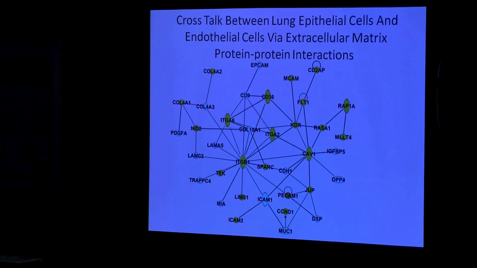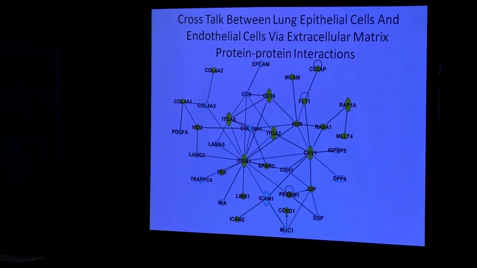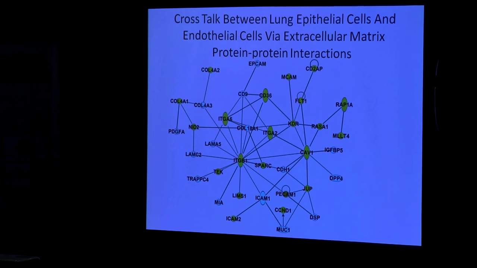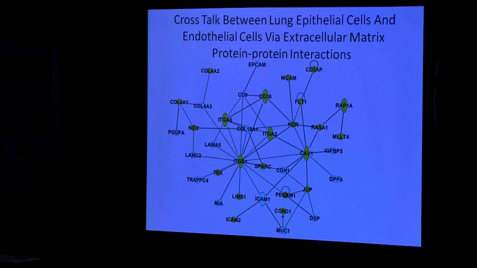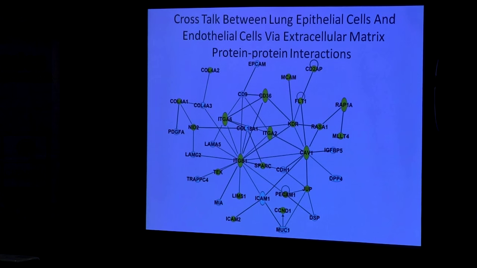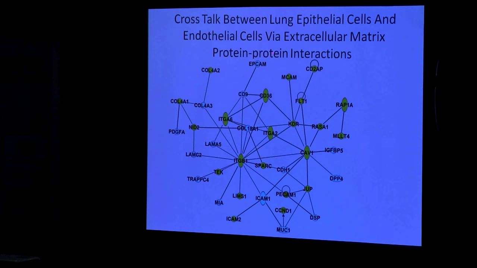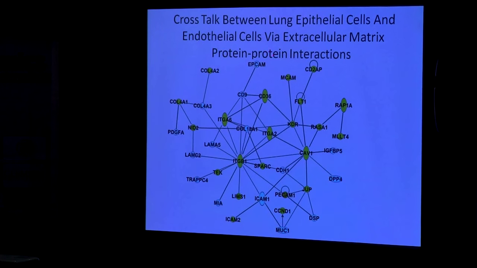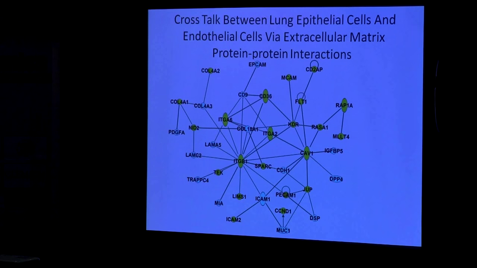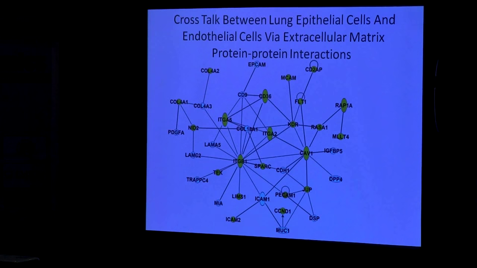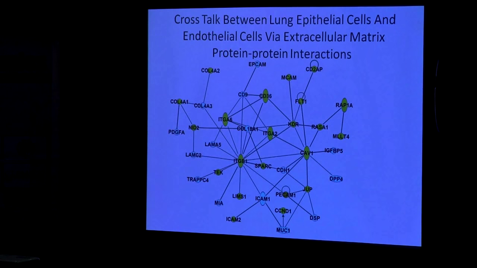So those studies definitely extended our understanding of the lung mesenchyme cell lineage. Our study also provides a framework to help people start working on delineating the cross-talk between cell types. Here is an example showing the cross-talk between lung epithelial cells and endothelial cells through extracellular matrix protein-protein interaction. The orange and yellow nodes are the extracellular matrix genes expressed in the endothelia, and the blue nodes are from the epithelia. The lines indicate the protein-protein interaction.